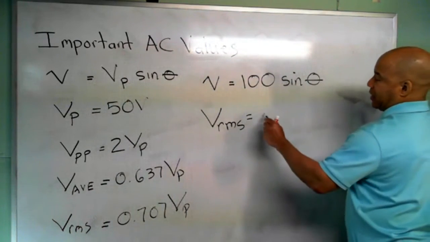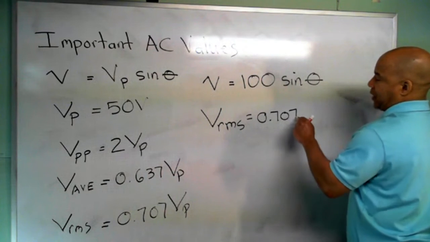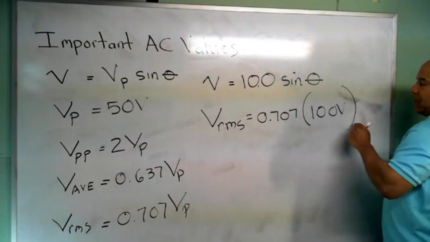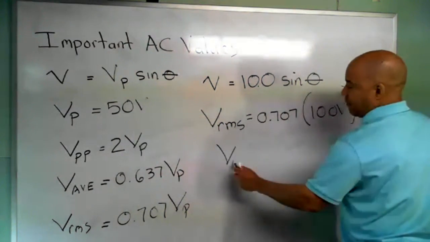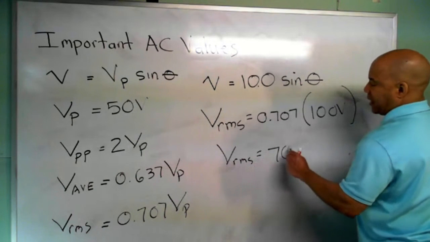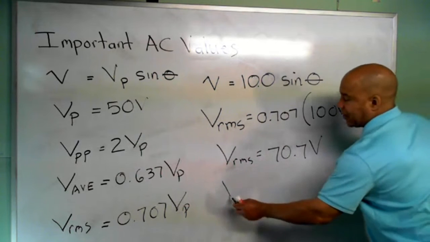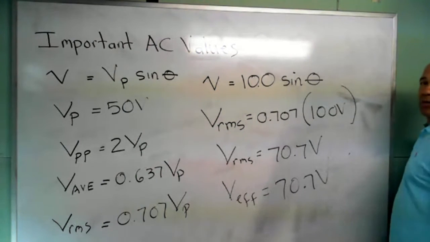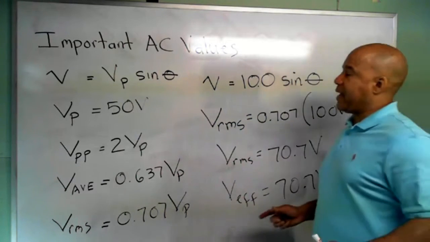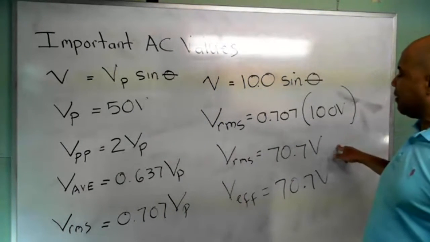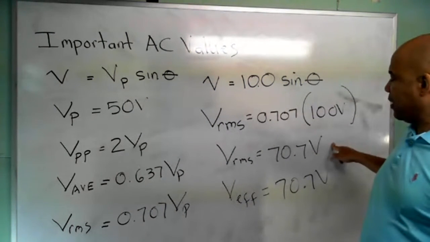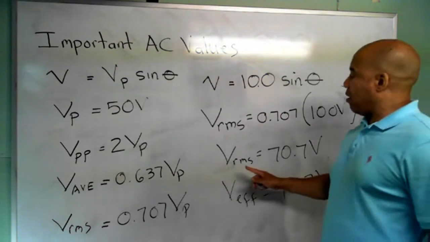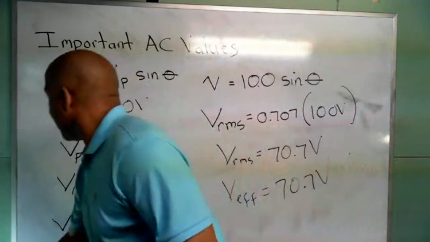So RMS would be 0.707 times the peak value, 100 volts. So the RMS value here for this waveform would be 70.7 volts. That's also the effective value. VEFF, the effective value, is 70.7 volts. So what I want to do today, probably the rest of the time, is explain what we mean when we say we have an RMS value of 70.7 volts or an effective value of 70.7 volts. Well, RMS, let me write out what that means.